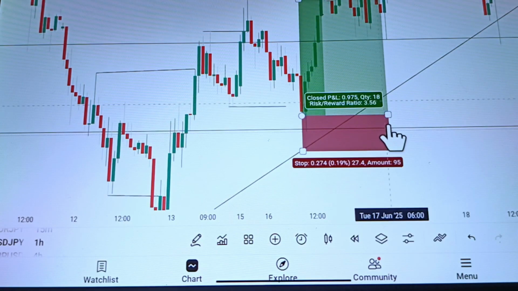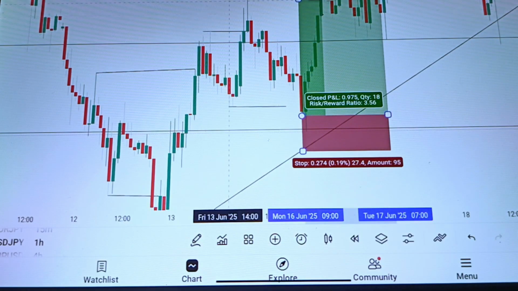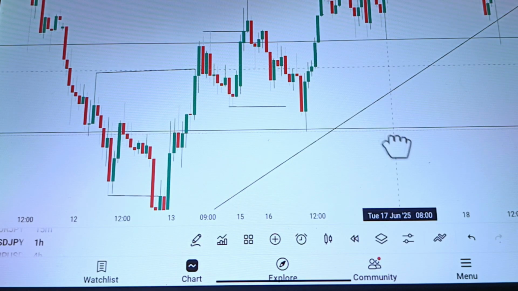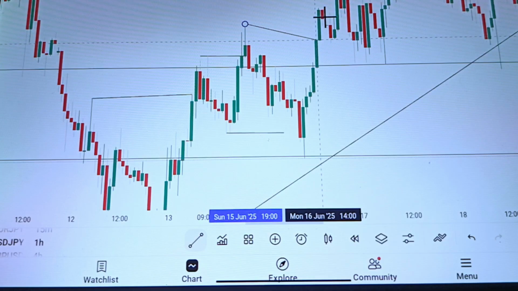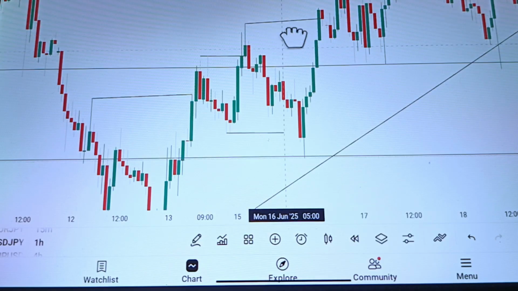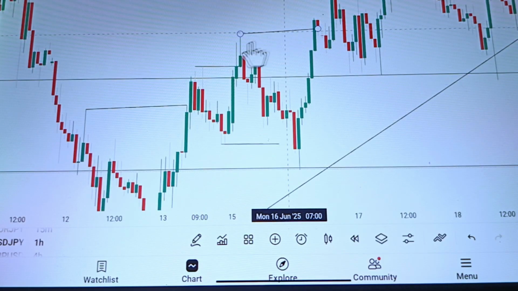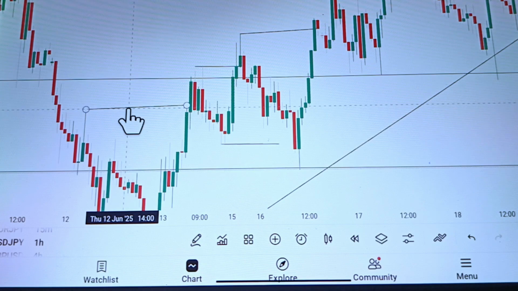Okay, now let's go to another opportunity here. Let's look for another one. Now, after this becomes what? A valid break of structure. As you can see it, this becomes a valid break of structure, right? A valid one. Here becomes a valid break of structure. Remember, this is a valid break of structure. This is a fake one. This is a valid break of structure.